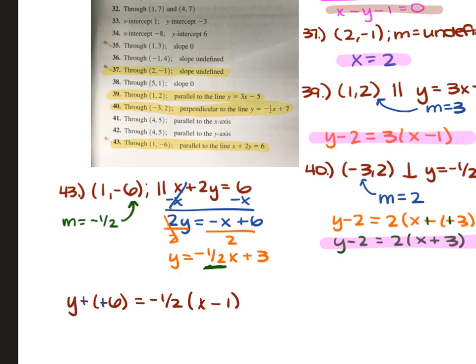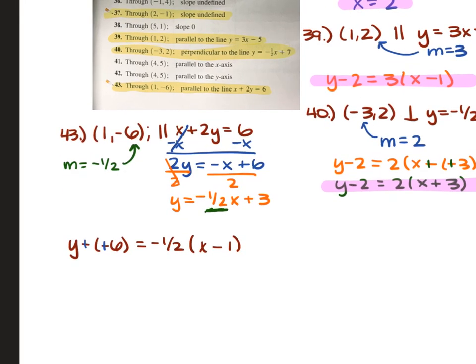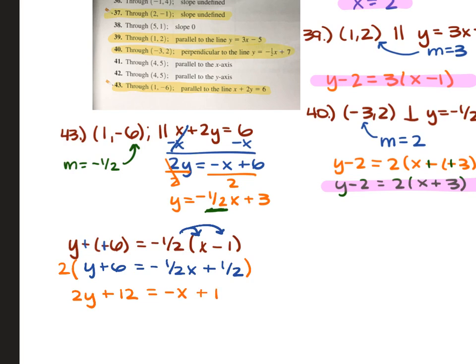Simplify this because we have to put it in standard form. So the two negatives next to each other turn into y plus 6. We can distribute the negative 1/2. This is going to give us negative 1/2 x plus 1/2. We then want to get our x and our y on the same side, and x has to be positive with a whole number coefficient. So we are going to multiply this entire thing by our least common denominator, which is 2. This is going to give us 2y plus 12 is equal to negative x plus 1.